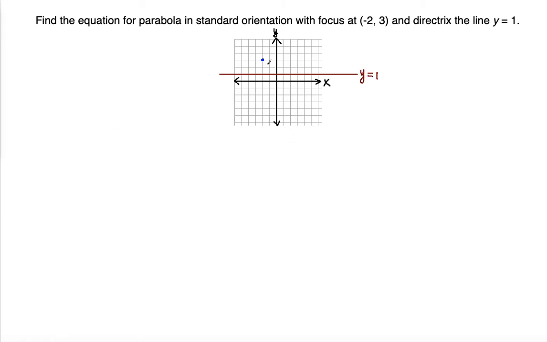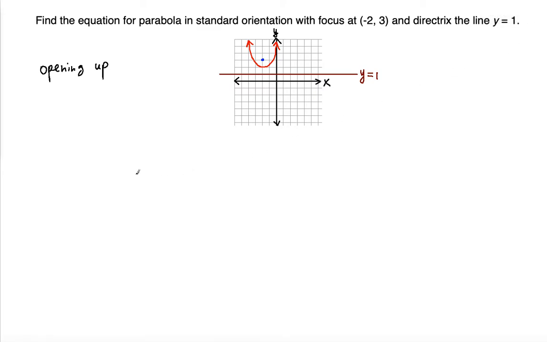So we know that the vertex has to be right in the middle between the directrix and the focus, right? So we know the parabola should open away from the directrix line, right? So we know it should look something like this. Okay? So we need to find the equation of this parabola in standard orientation. So we know that it's opening up based on the observations made in the graph.